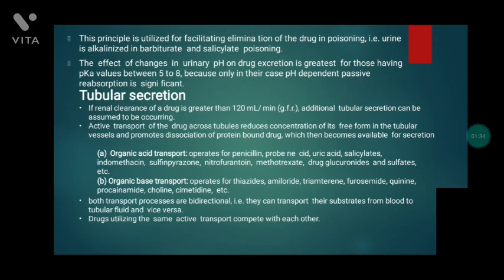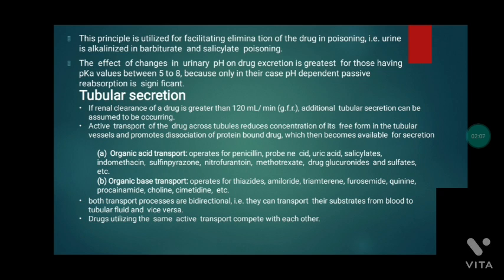This principle is utilized for facilitating elimination of drug in poisoning. The effect of changes in urinary pH on drug excretion is greatest for those having pKa value between 5 to 8 because only in their cases pH dependent passive reabsorption is significant. Tubular secretion: if renal clearance of a drug is greater than 120 ml per minute GFR, additional tubular secretion can be assumed to be occurring.